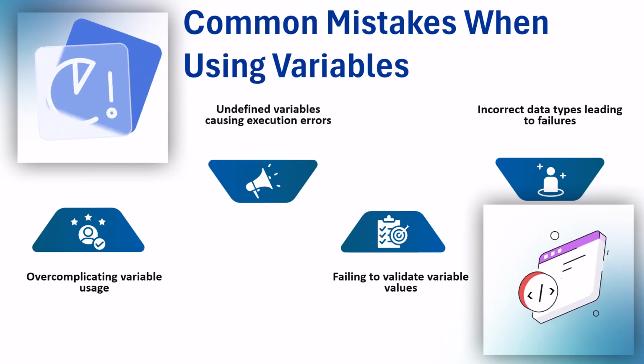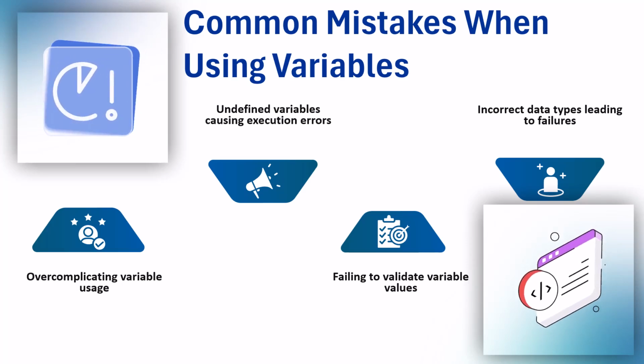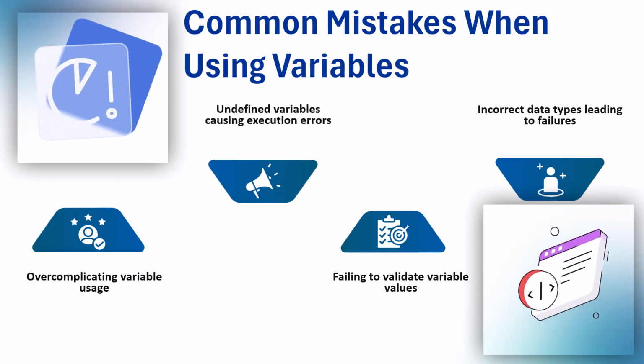Variables can be sneaky troublemakers. Undefined ones will break your playbook. It's like trying to drive with an empty fuel tank. Using the wrong data type is another classic mistake, leading to failure. Don't overcomplicate things. Sometimes simple is best. And always validate values before using them, unless you enjoy fixing mysterious bugs at midnight.